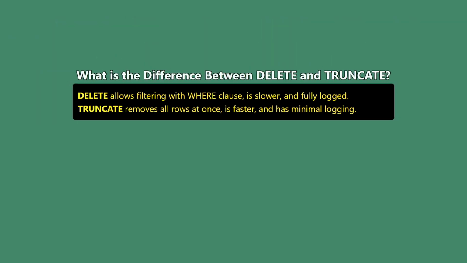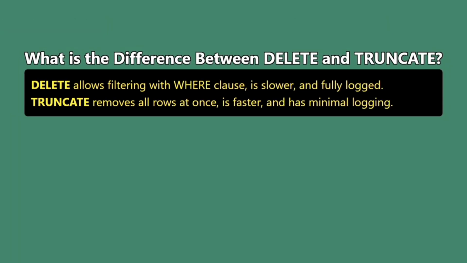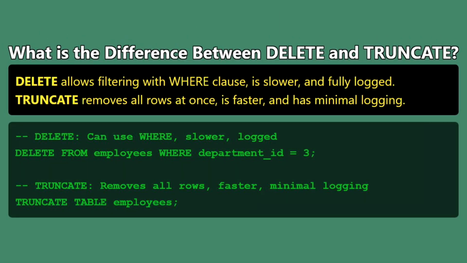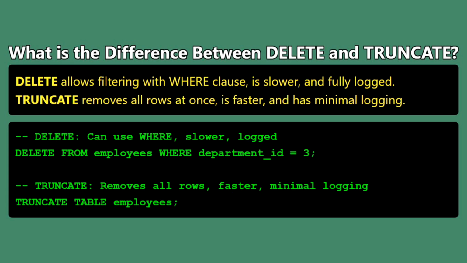Next question, what is the difference between DELETE and TRUNCATE? These are both data removal commands, but they have key differences. DELETE allows you to use a WHERE clause to selectively remove records. It's fully logged in the transaction log, making it slower but providing better recoverability. TRUNCATE removes all rows at once. It is much faster because it deallocates data pages rather than removing rows individually, and it has minimal transaction logging.